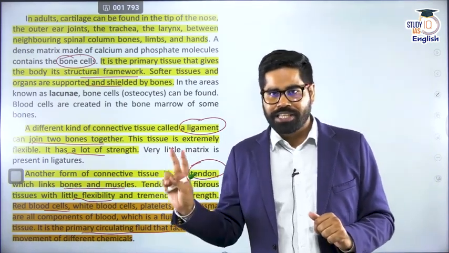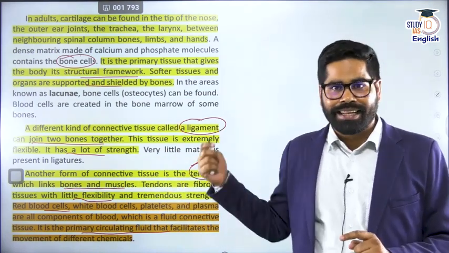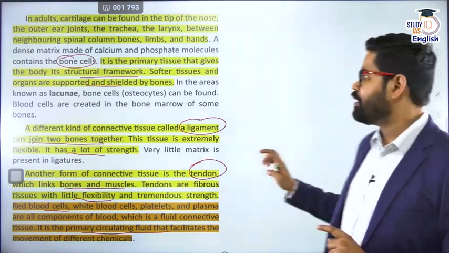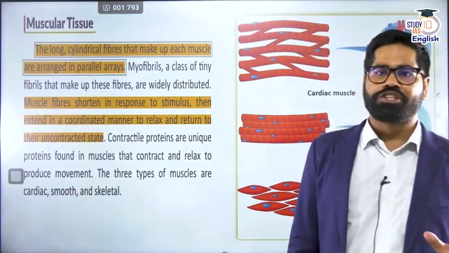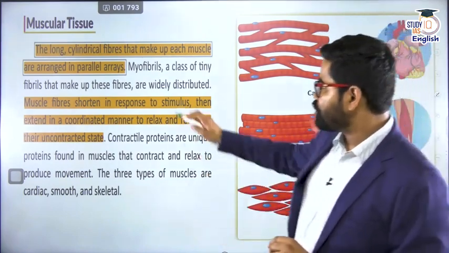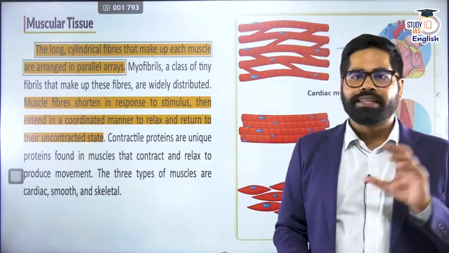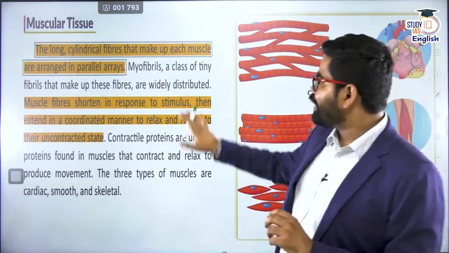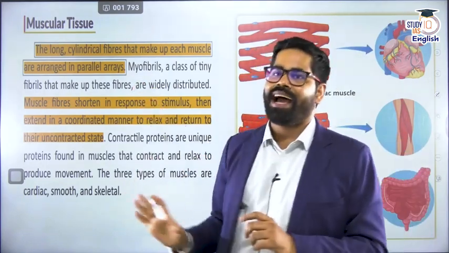So we have discussed two different things here. First, epithelium. Second, the connective tissue. Now, the third important tissue is muscular tissue. This muscular tissue appears like a long cylindrical fiber that makes up each muscle of the body, and they are arranged in parallel arrays.